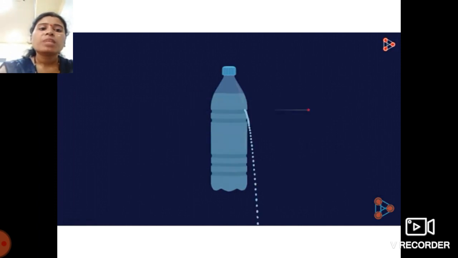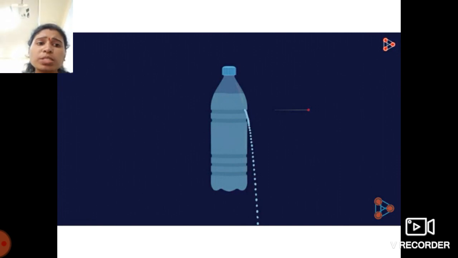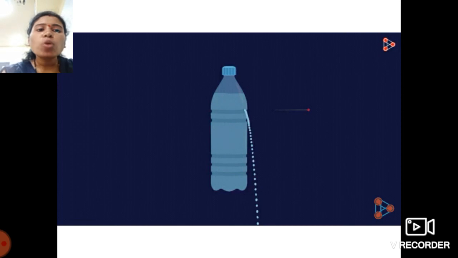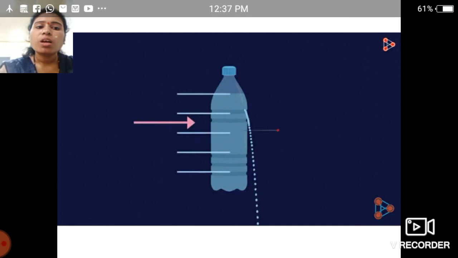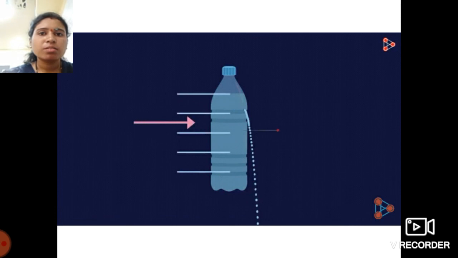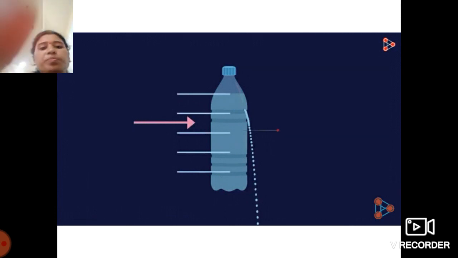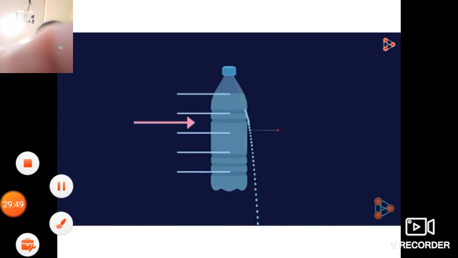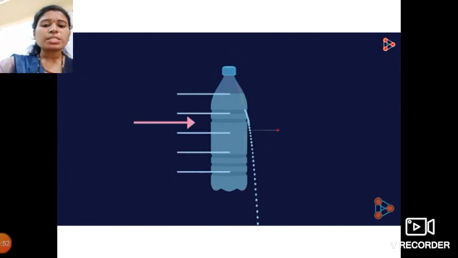Now make a little hole on the topmost layer, at the side. You see that the water flows out from this bottle. The water flows out from that hole at an angle.